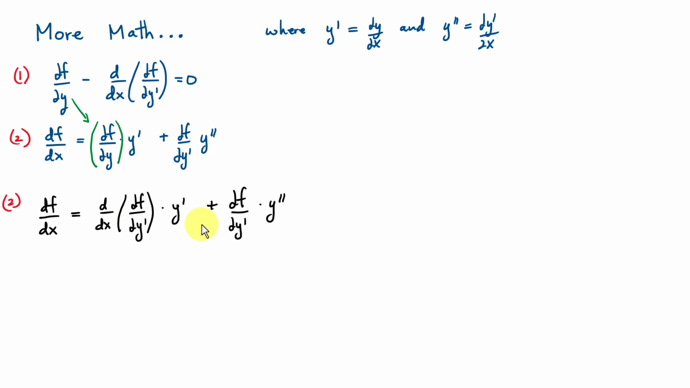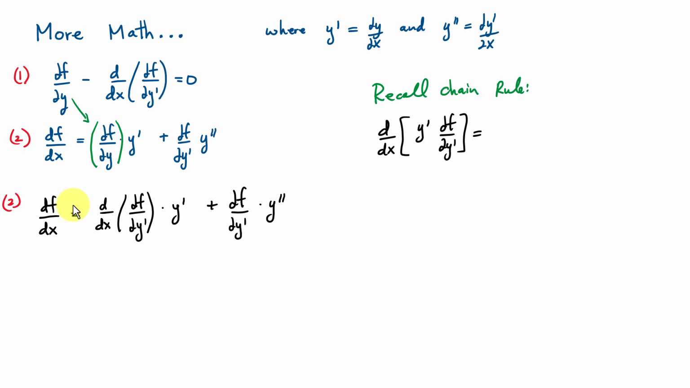Okay, so this is looking kind of messy at this point, right? What we're going to do now is try to simplify the term here on the right-hand side. Now, it's not obvious by looking at it. The mathematical step to do this is you have to recall the chain rule. And imagine I'm going to take the full derivative with respect to x of this function here, y prime, multiplied by df over dy prime, right?